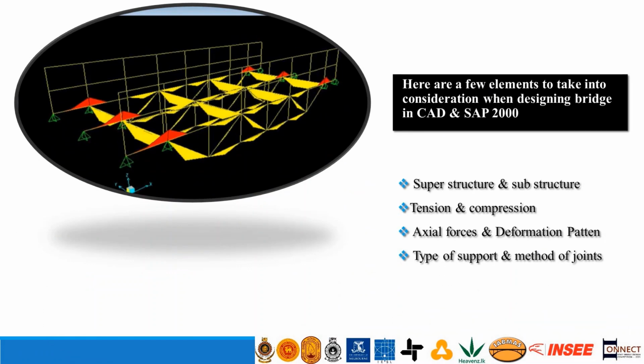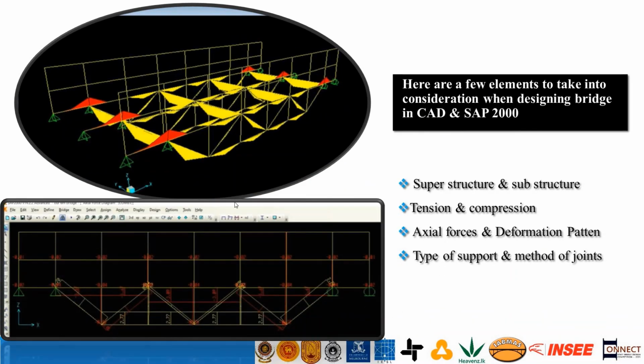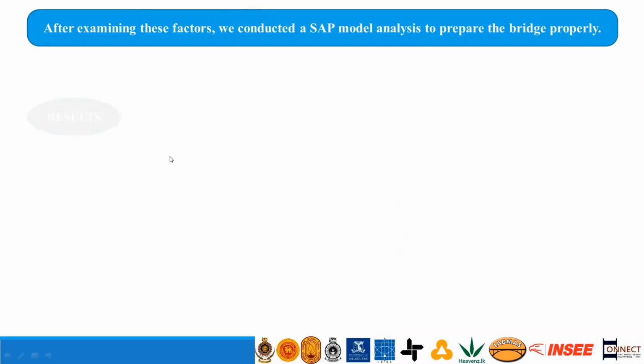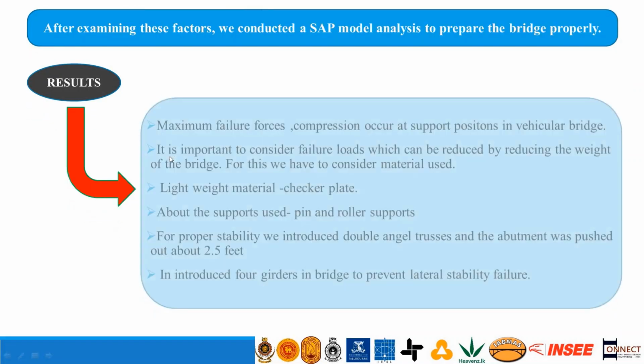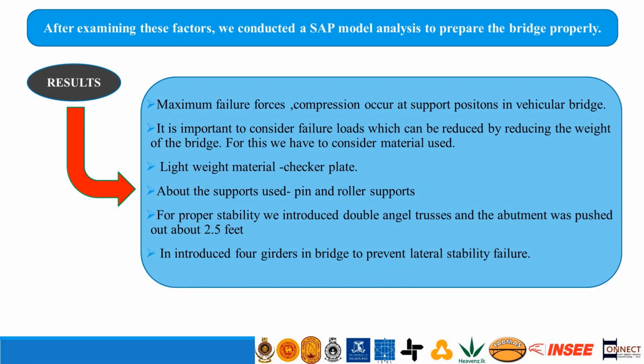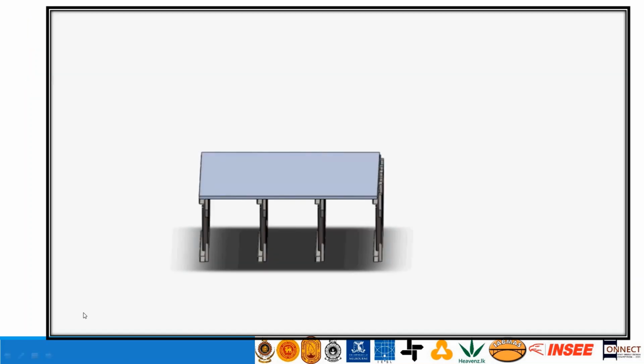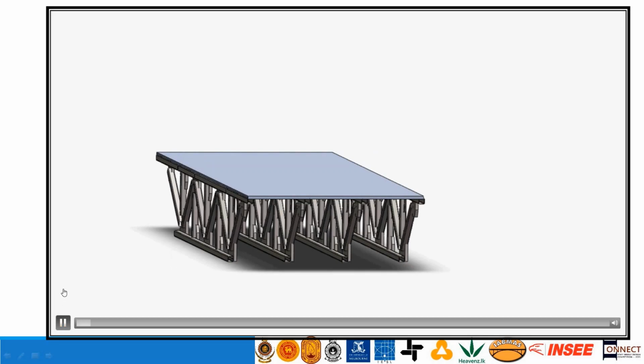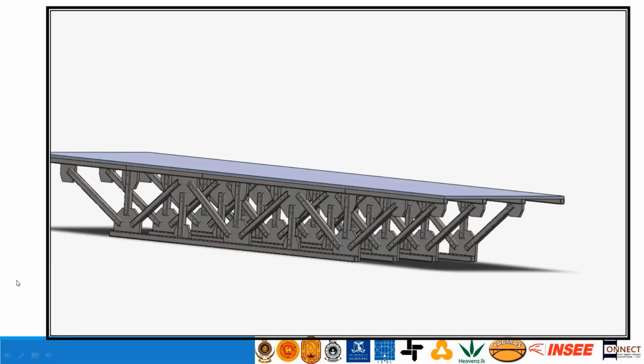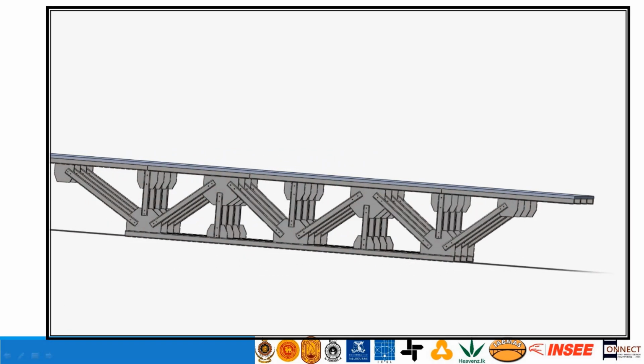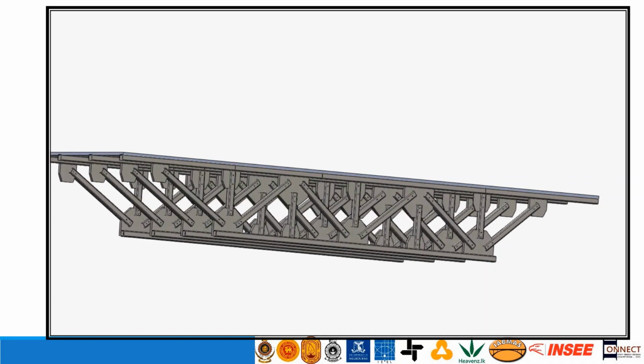Maximum failure compression force occurs at the end support positions in the vehicular bridge. From the load analysis, we see failure load can be reduced by reducing the weight of the bridge. Due to that, we introduced a checker plate to the bridge. Also, we changed the support condition to a pin and roller. Also, we introduced double angle trusses and 4 bottom girders to prevent lateral stability failure.